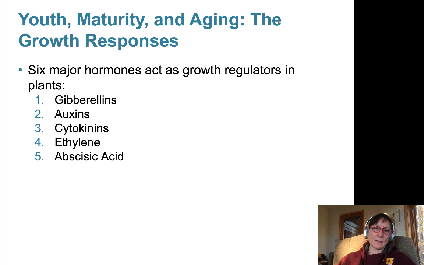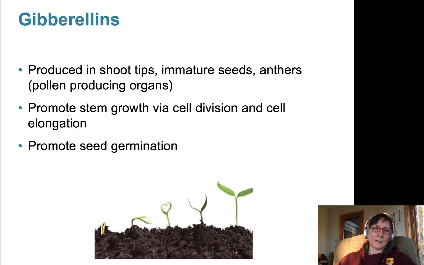So there's 5 different hormones that we're going to talk about, and we're actually going to come back to these at a few different points in the rest of the class, and you're also going to be talking about some of these in lab. So gibberellins, auxins, cytokinins, ethylene, and abscisic acid. Gibberellins are produced in shoot tips. They can also be produced in immature seeds and in anthers. So that's the part of the flower that's producing pollen.